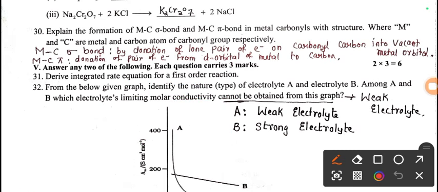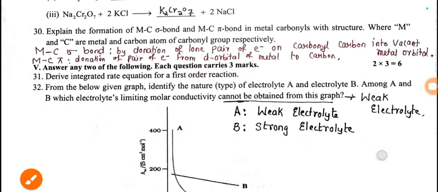31st question from physical chemistry. Derivation of first order reaction is very easy. There are two derivations, zero order and first order. One is a compulsory question. You can practice and definitely you can get the marks.